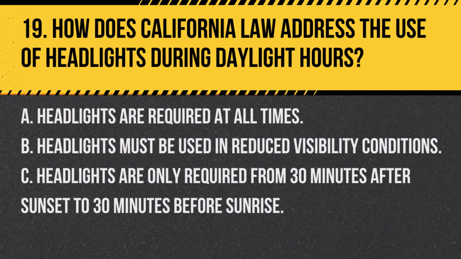Question 19. How does California law address the use of headlights during daylight hours? A. Headlights are required at all times. B. Headlights must be used in reduced visibility conditions. C. Headlights are only required from 30 minutes after sunset to 30 minutes before sunrise. Answer B. Headlights must be used in reduced visibility conditions. This includes fog, rain, or other situations where visibility is compromised.